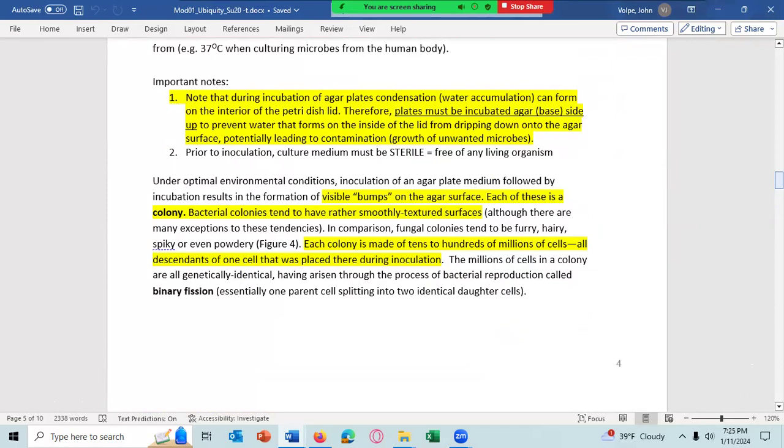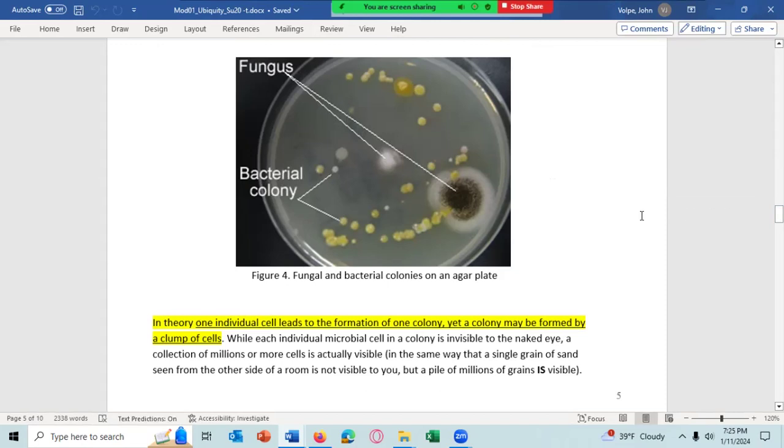Each colony is made up generally of tens to hundreds of millions of cells. To be able to see a colony, the minimum number of cells you can have is 1 million. Let me see if I got a small one. There's a real small one. There's another small one. So these colonies are at least 1 million cells, and they're very tiny. Most colonies are 10 to 100 million cells.